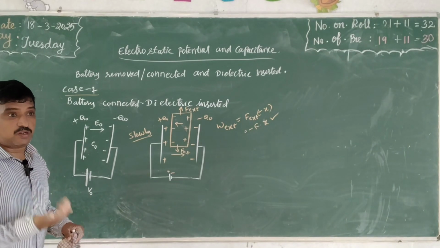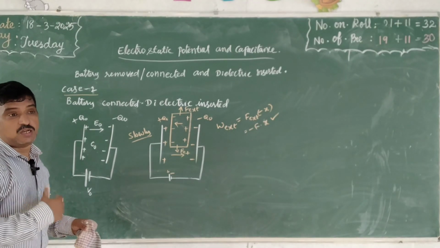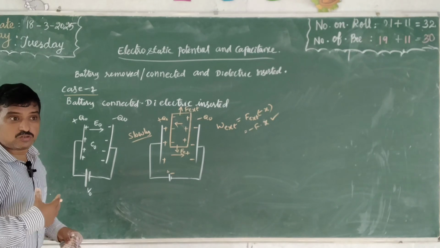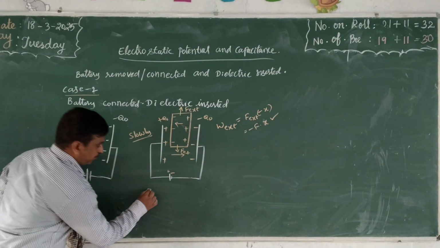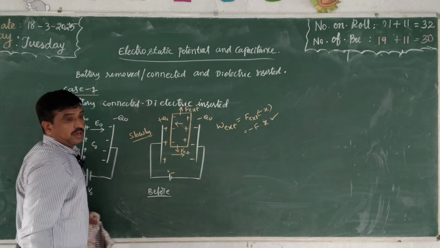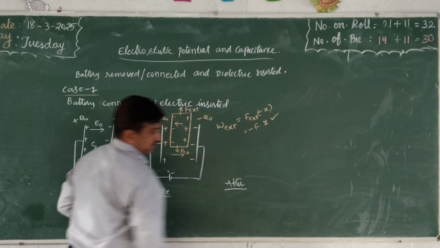How will it be obtained? What about the energy in the capacitor? What are the changes in the electric field, the potential, the charge and the energy? That is all we discuss now. Before inserting the dielectric and after inserting the dielectric, what are the changes that we discuss?